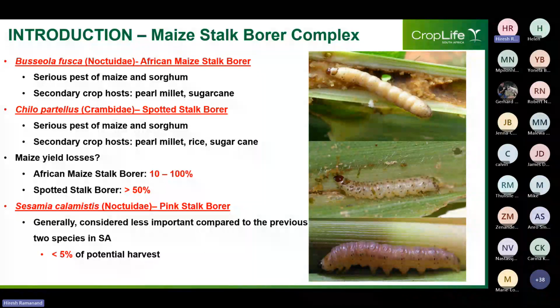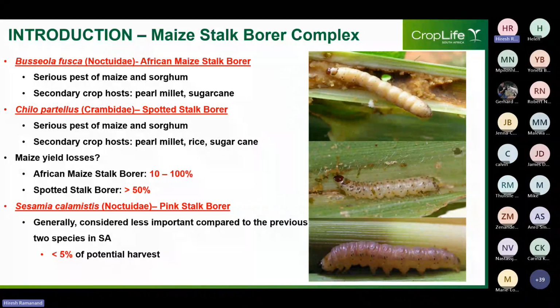Secondary crop hosts are pearl millet and sugarcane for Busseola fusca, and in the case of Chilo partellus, these include pearl millet, rice, and sugarcane. Now, all three stalk borer species are not limited to only primary or secondary crop hosts, but can reproduce on wild grass plant species, typically belonging to the Poaceae, Cyperaceae, and Typhaceae families. The wild host species serve as a reservoir where borers survive when crops are not available.